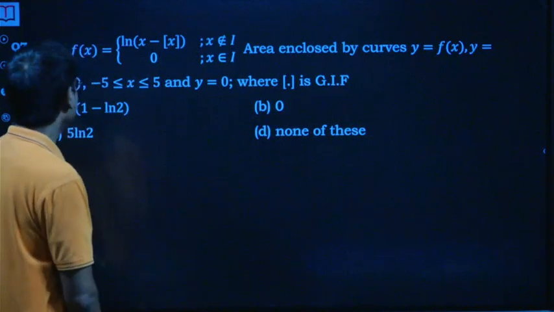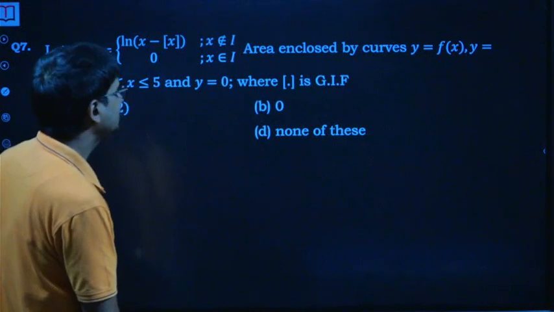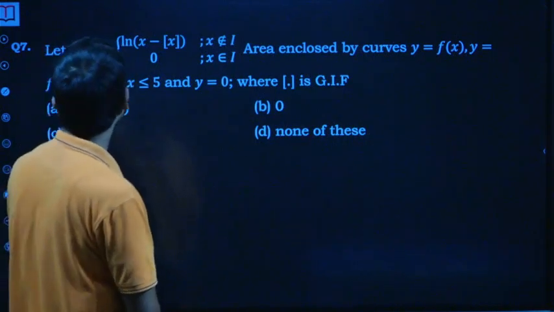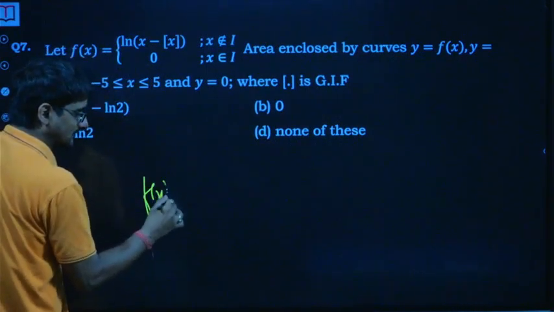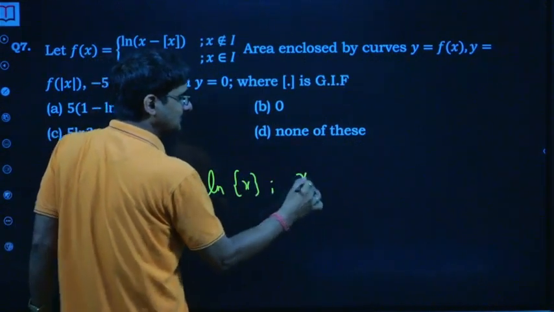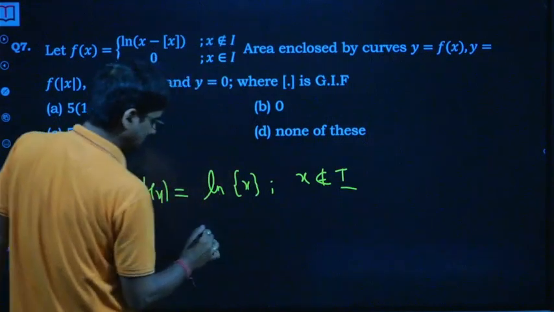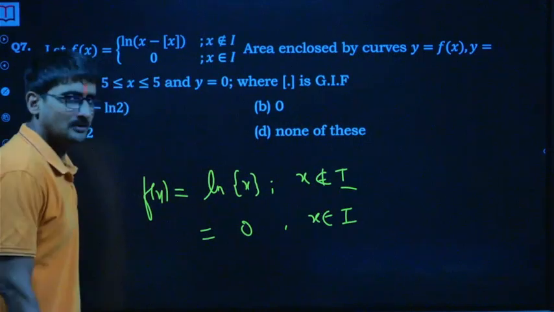Now that's another question. Let f(x) be x minus greatest integer of x when x is not an integer, and 0 when x is an integer. Find the area enclosed by the curves y is equal to f(x), y is equal to f(mod x), x goes between -5 to 5. See, what is f(x)? f(x) is nothing but the fractional part of x. I think all of you will agree. And this is 0 when x is an integer.